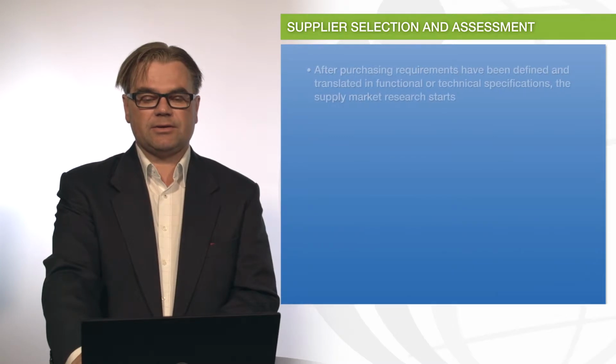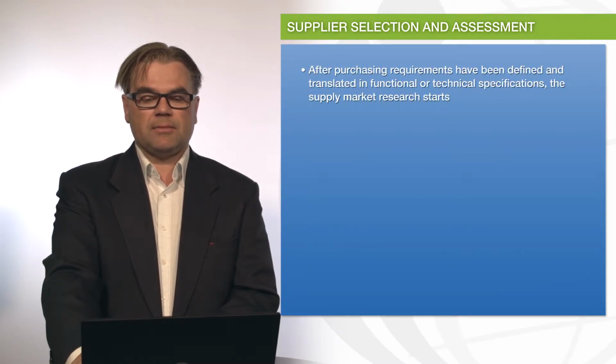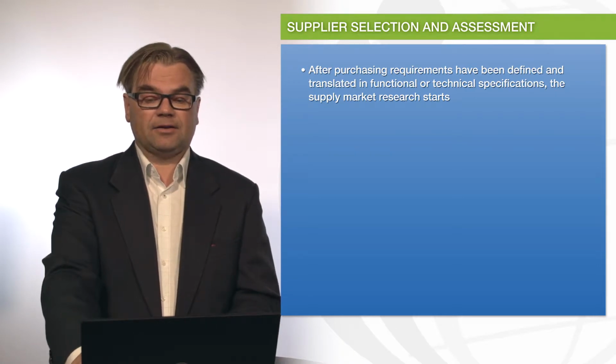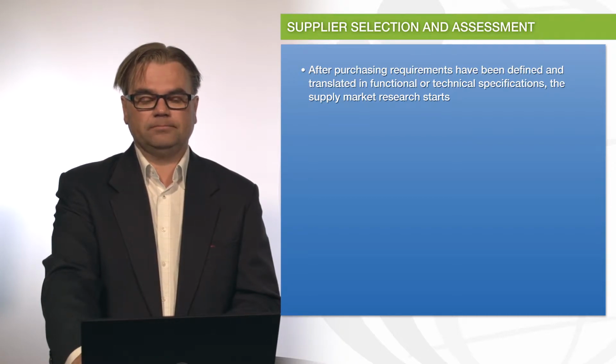Next, we will highlight the role of supplier selection through bidding process. Supplier selection will be covered in more detail in other parts of the module. However, it is necessary to keep linkage to the generic principles of supplier selection also here. The process starts with identifying the purchasing requirements and getting technical specification ready. After purchasing requirements have been defined and translated into functional or technical specifications, the supply market research starts.